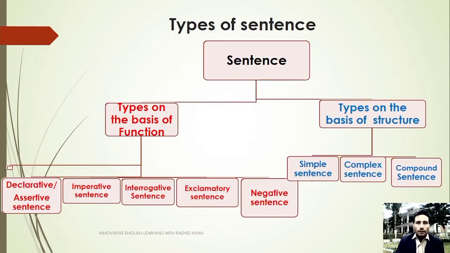We'll discuss here. Now we have types of sentence. We divide the types of sentence on two bases. Types on the basis of function, where we are concerned with the meaning or the function of a sentence. So we have declarative or assertive sentence, imperative sentence, interrogative sentence, exclamatory sentence, and negative sentence. And on the basis of structure, where we are concerned with the structure of the sentence, we have simple sentence, complex sentence, and compound sentence. Okay, so in this video we'll focus on the types of sentence on the basis of structure. So we'll discuss simple, complex and compound sentences in this video.